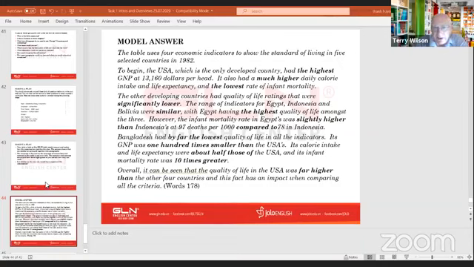Bangladesh had by far the lowest quality of life in all the indicators. Its GNP was 100 times smaller than the USA's. Its calorie intake and life expectancy were about half those of the USA, and its infant mortality rate was 10 times greater. Overall, it can be seen that the quality of life in the USA was far higher than the other 4 countries, and this fact has an impact when comparing all the criteria.